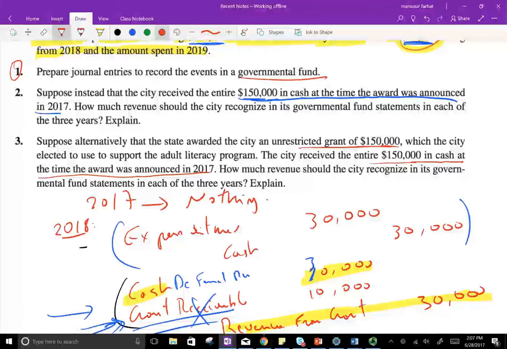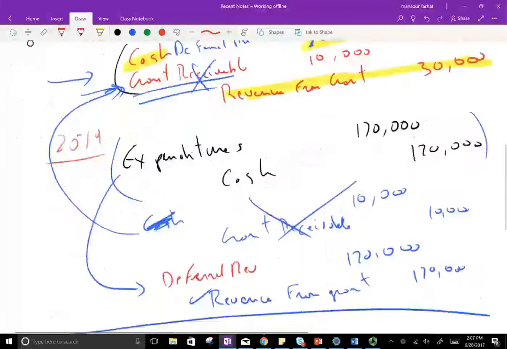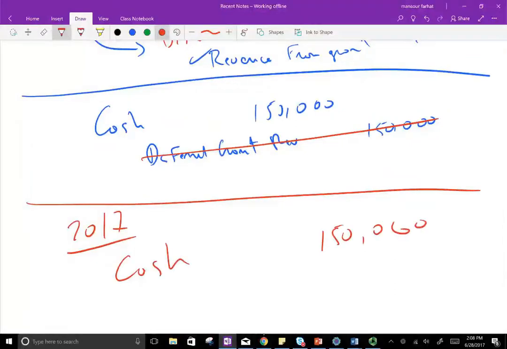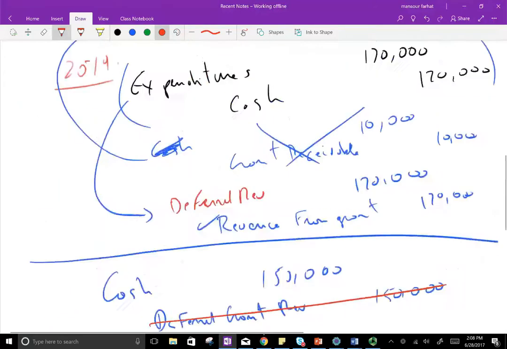Well, now notice, this is a totally different type of grant. Unrestricted grant, you'll be able to recognize in the period it is announced. Okay, so what happened in 2017 now, because the grant is totally different, you will debit cash 150 and credit grant revenue 150. So under the third scenario, you can immediately, not immediately, but once you receive the cash, since it's unrestricted, it's revenue to you. And hopefully you understand the different types.